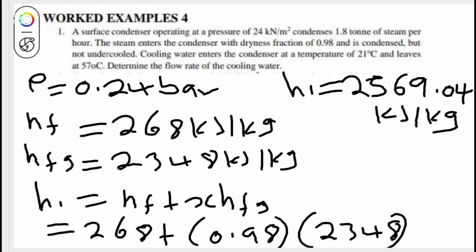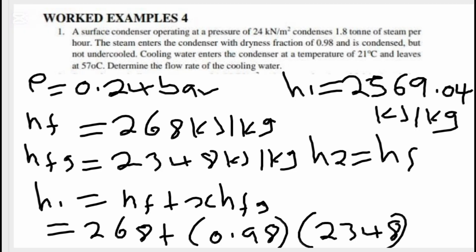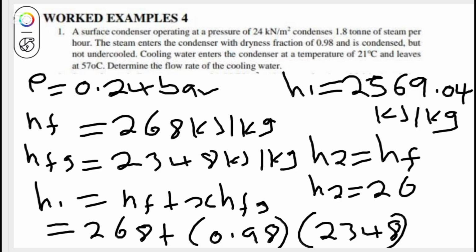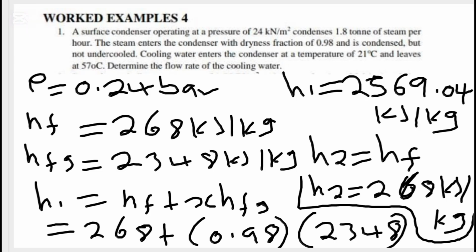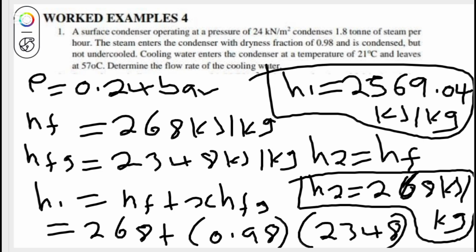Since the condensate leaves as saturated water, therefore h2 will be equal to hf. So for now, h2 will be equal to 268 kilojoule per kg. So this is my new h2, and this is my h1. The reason why h2 is equal to hf is that the condensate leaves as saturated water.